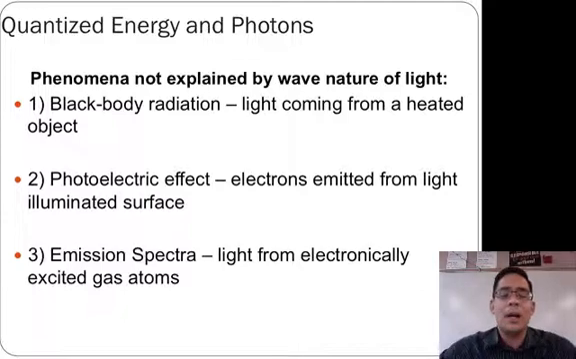From here I'll just pause, and then we'll move on to this in the next lesson. I'll talk about quantized energy and photons.